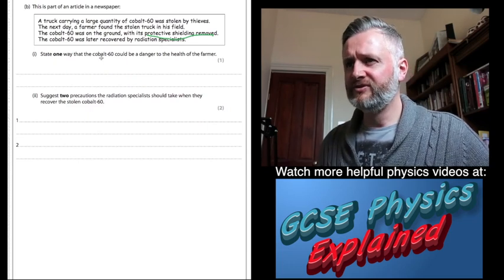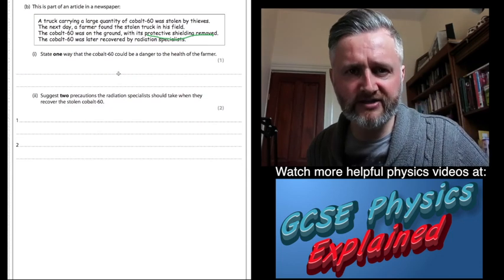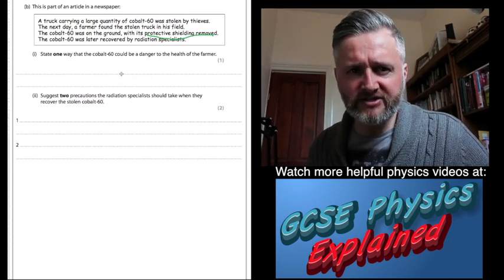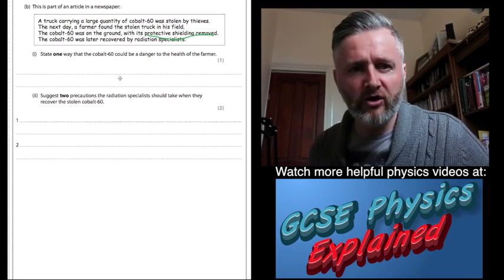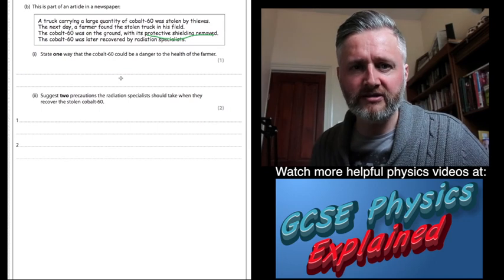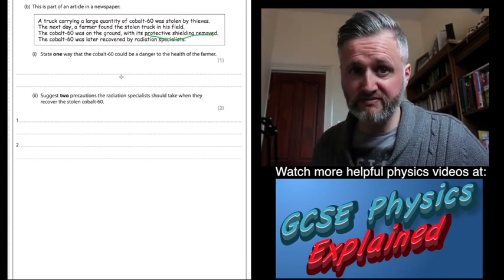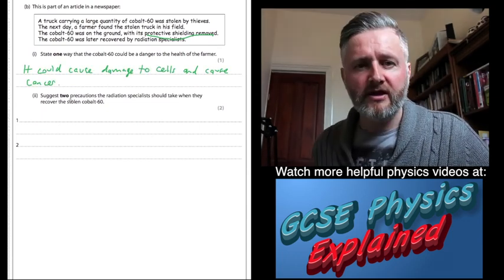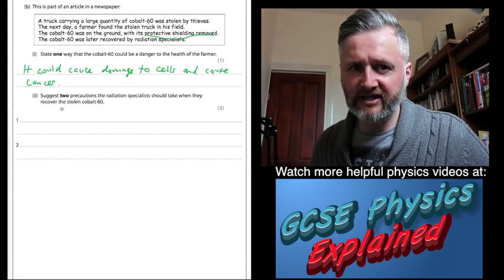State one way that the cobalt-60 could be a danger to the health of the farmer. Right, it's radioactive, it's always the same pattern. It could damage his cells and cause cancer. Or you could say it could give him radiation poisoning, or it could give him radiation burns. Don't just say it could kill him, right? The examiners don't like that.